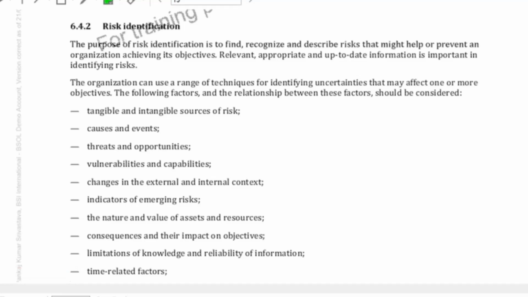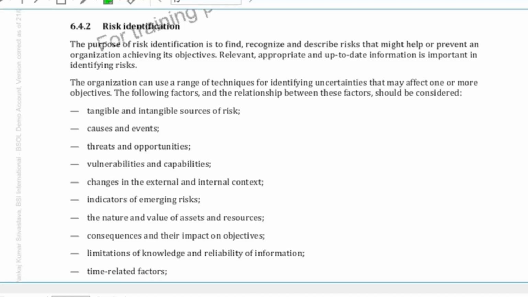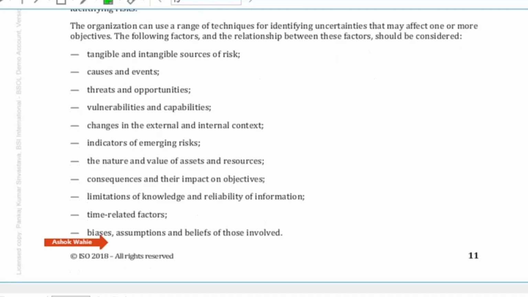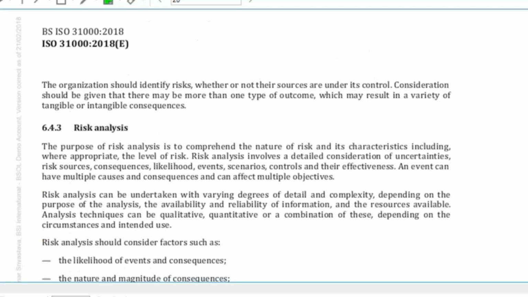And last but not the least, when you are identifying the risk, you have to look at biases. When you follow a communication and consultation approach, everybody will have different opinions, different presumptions, and different beliefs. So have you considered the beliefs, assumptions, and biases of those involved in the risk identification? Then read the last paragraph, very important.